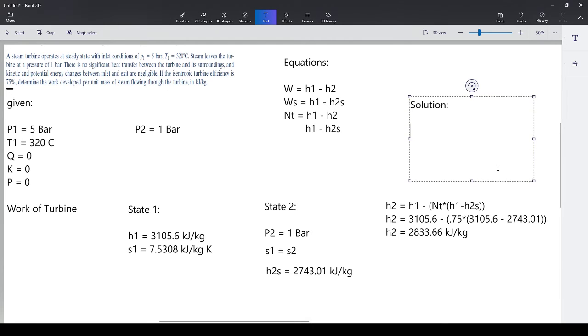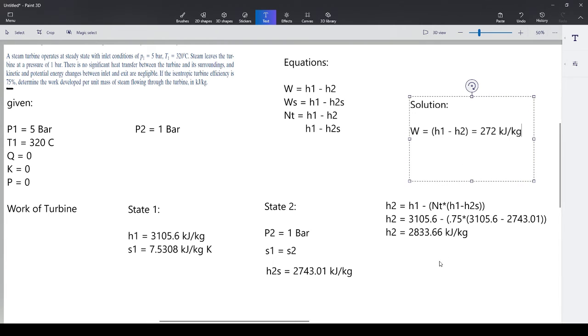So whenever they ask you for the work of the turbine, unless they tell you the turbine is isentropic, and it doesn't give you an efficiency, it means the real work. So you would say work is equal to H1 minus H2. By doing that, you would end up with 3105.6 minus 2833.66, and you would get about 272 kilojoules per kilogram.